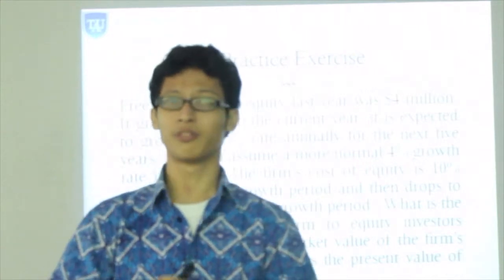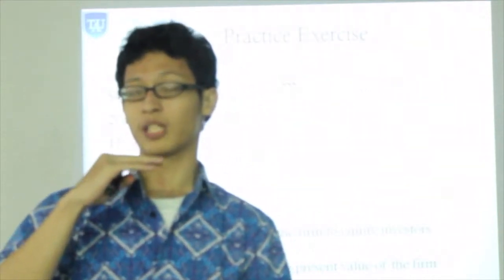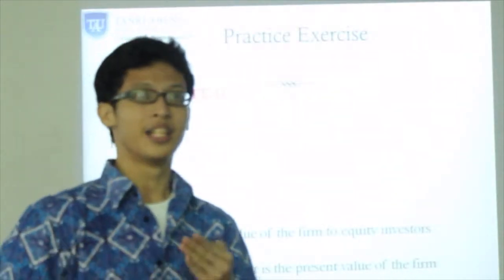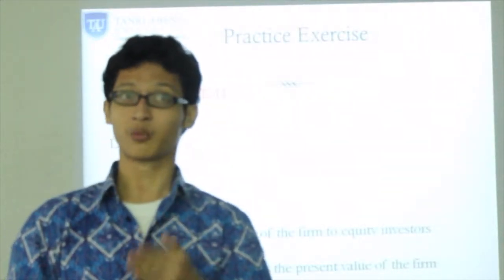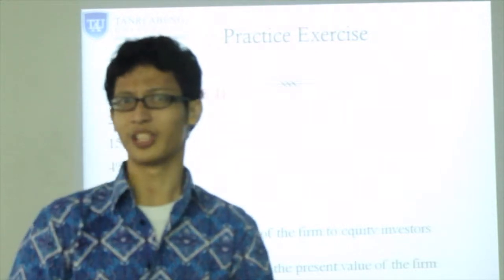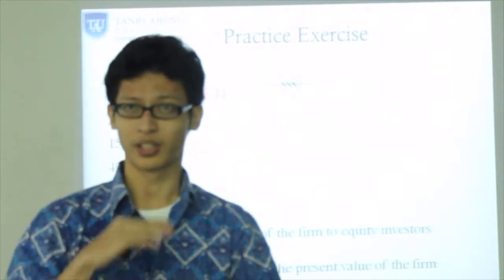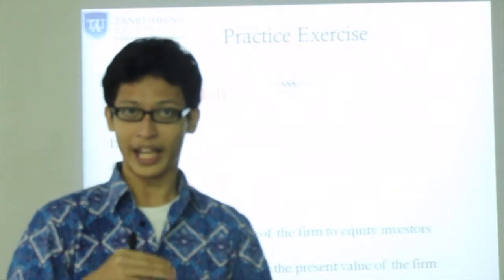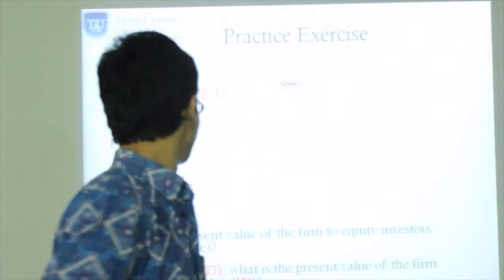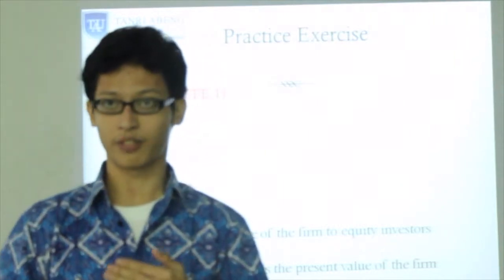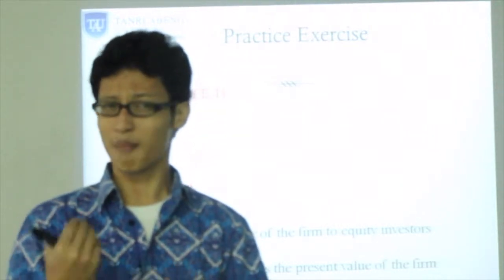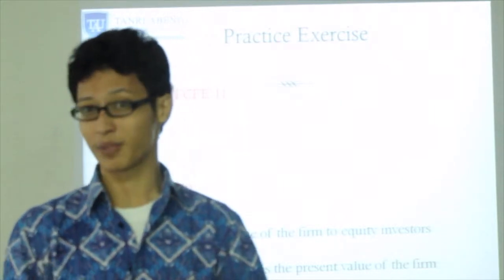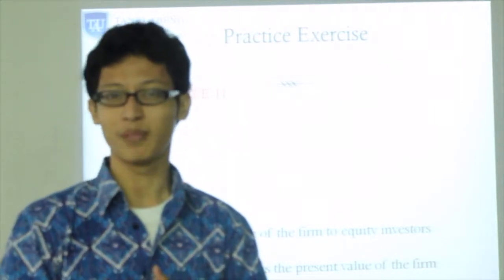Okay, I will give you the inputs first. Let's explain one by one. 4 million is the FCFE in year minus 1, and 20% is the growth rate. For the GD it is 15%, and the N is 5 years, and for the GM it is 4%. The WACC D is 10%, the WACC M is 8%, and the debt is 10 million.